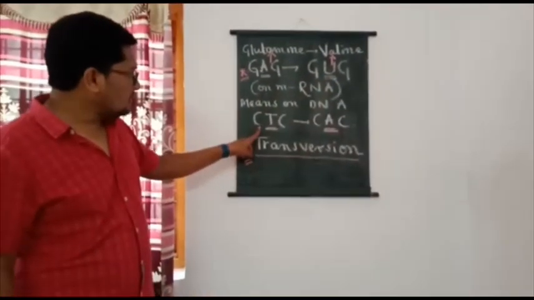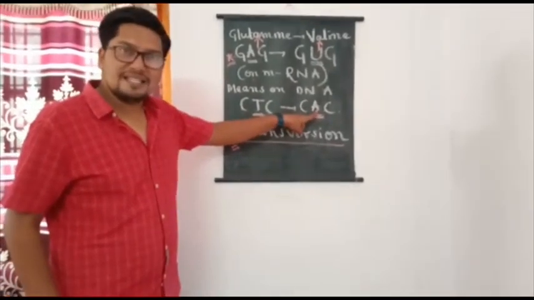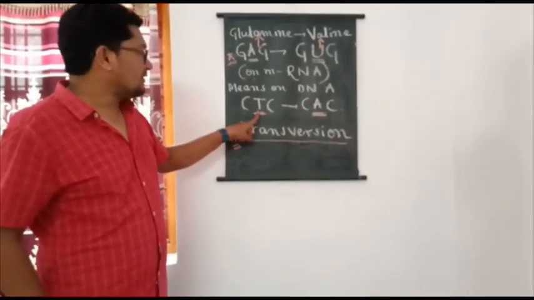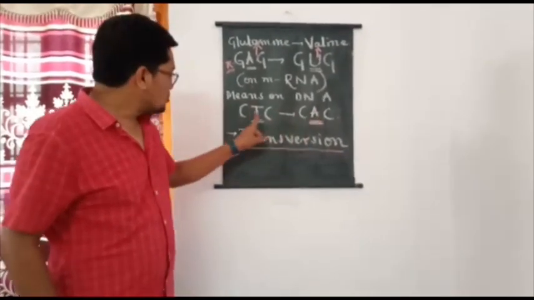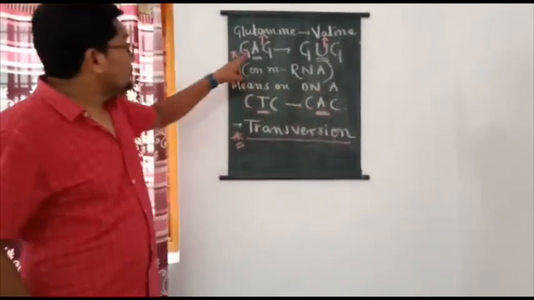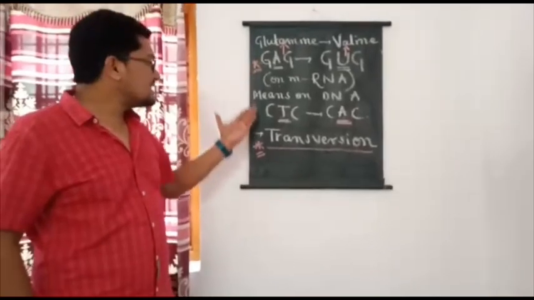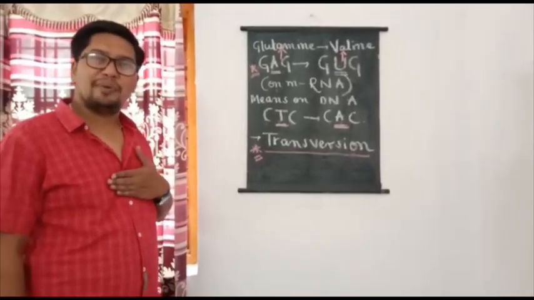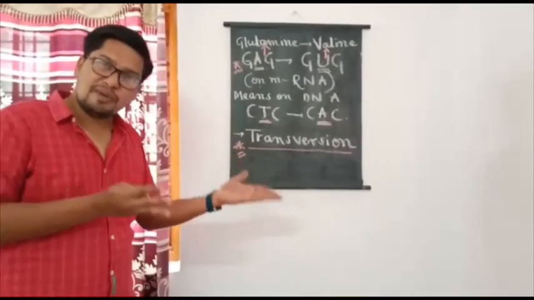You can look on DNA also. CTC is replaced by CAC. Thymine is a pyrimidine. Adenine is a purine. So pyrimidine is replaced by purine on DNA. Purine is replaced by pyrimidine on mRNA. So you can consider both. Ultimately what happened? Purine is replaced by pyrimidine or pyrimidine is replaced by purine.